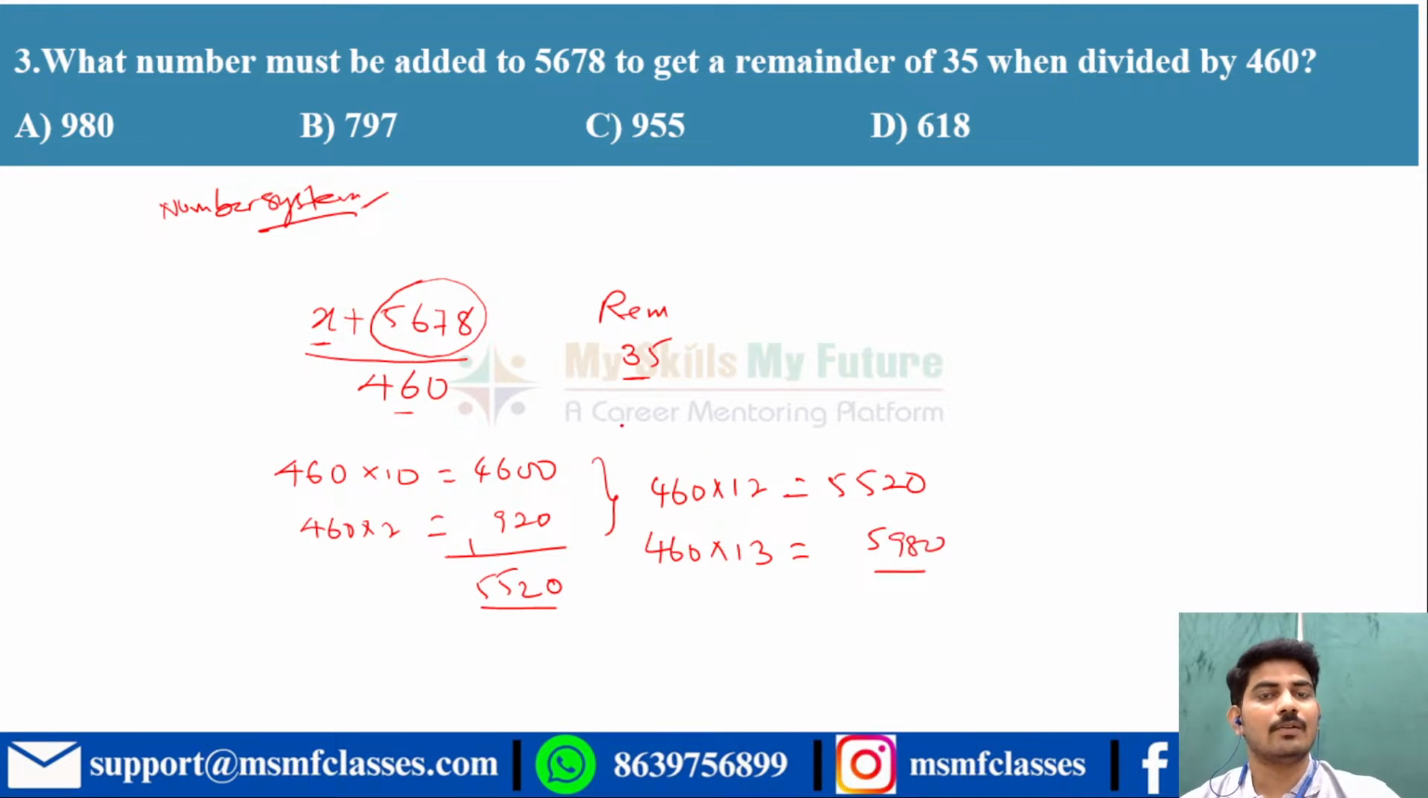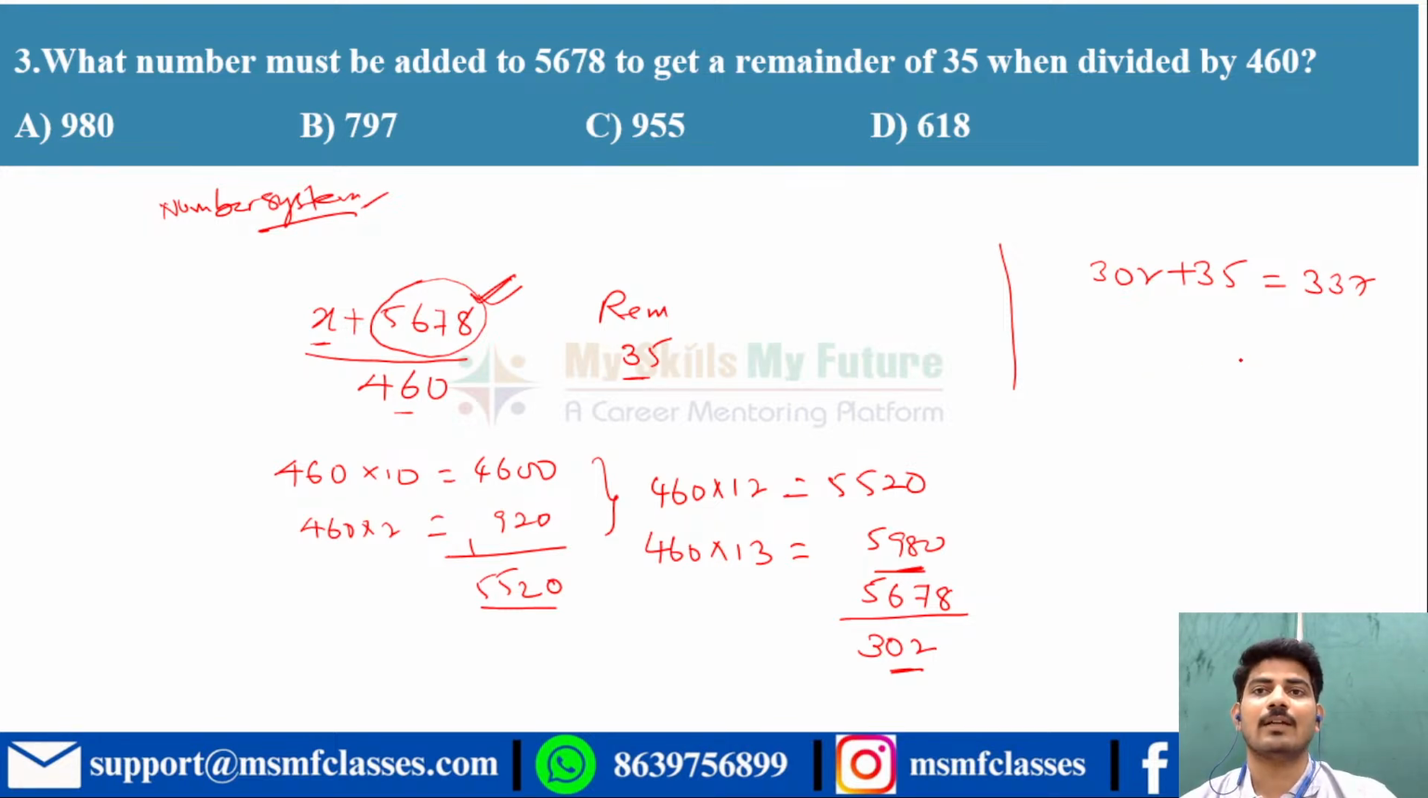Now I'll subtract this number from this value because this is greater than that number. When I subtract 5678, I'll get 302. But this is not my answer, because if you observe the given options, 302 is not present. After getting 302, we are always getting a remainder of 35 here, so if we add that, it will be 337. But 337 is also not present in the given options.